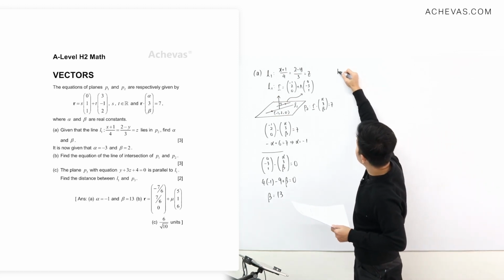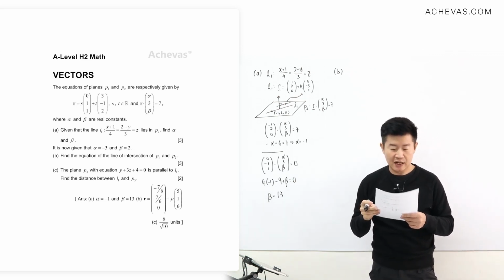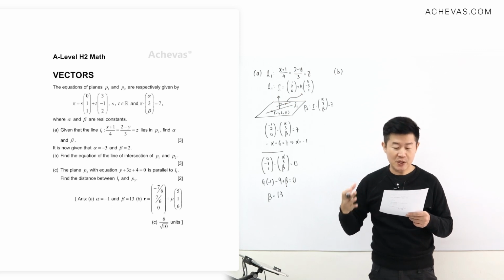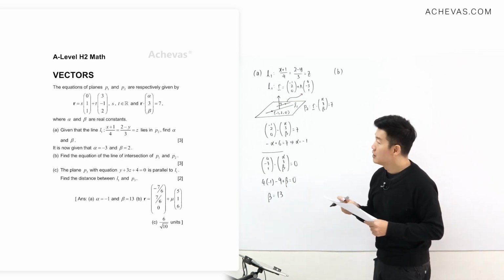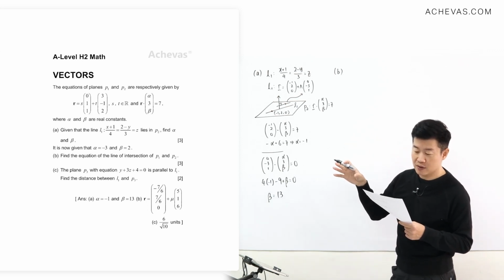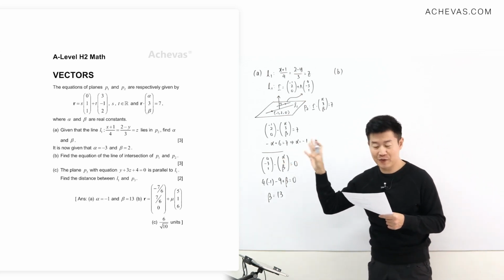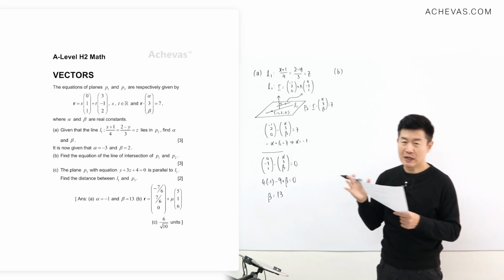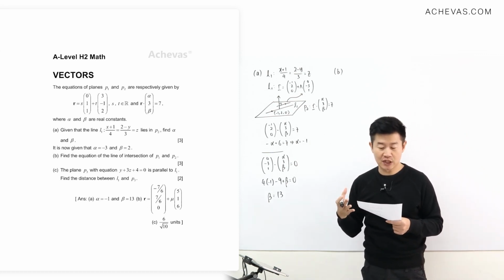Let's take a look at part B. For part B, we are looking at the line of intersection between P1 and P2. So we need to solve them as a pair of simultaneous equations. The equation of P1 is given in vector form. We need it to be in the Cartesian form in order for us to solve the simultaneous equations.